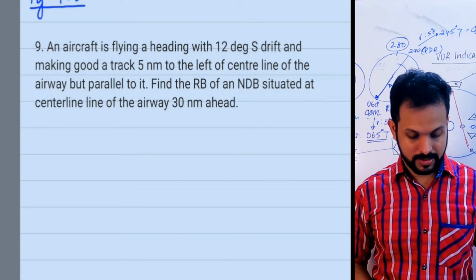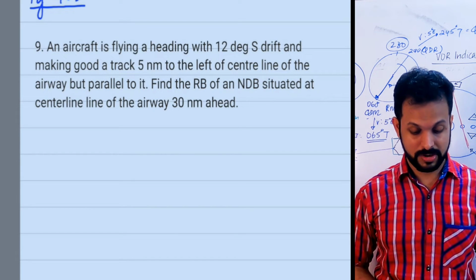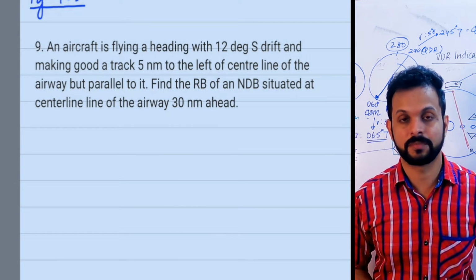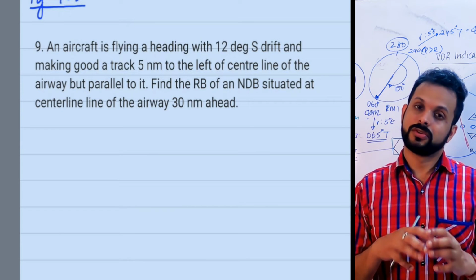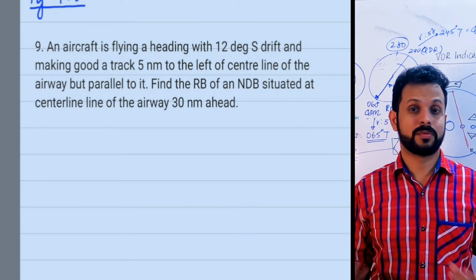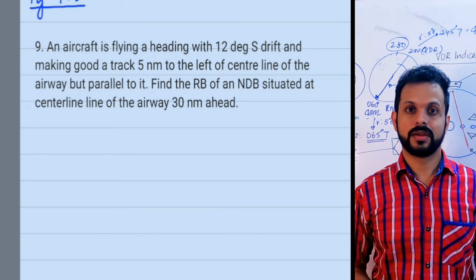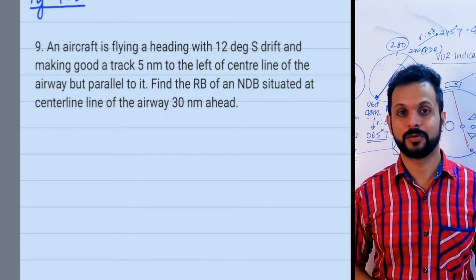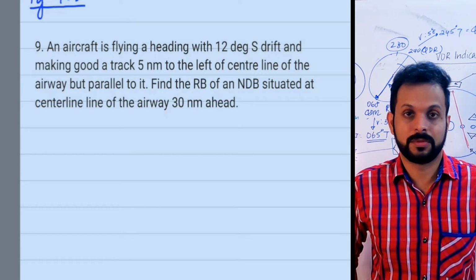In this particular scenario, the aircraft is flying a heading with 12 degrees of starboard drift and making good a track 5 nautical miles left of center line. Now, you're given a drift here, which is 12 degrees starboard. So these kinds of questions can be more approachable and easier if you draw a diagram. And even for the exam, I would highly recommend you to place a picture before you figure out the answer, because that can solidify the fact that you are ending up with the right answer.